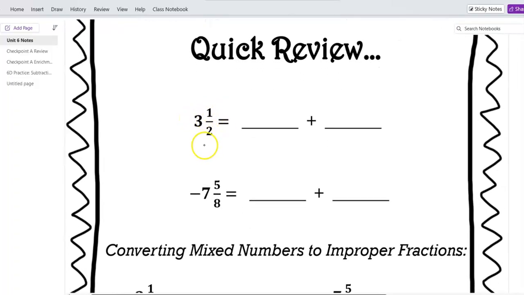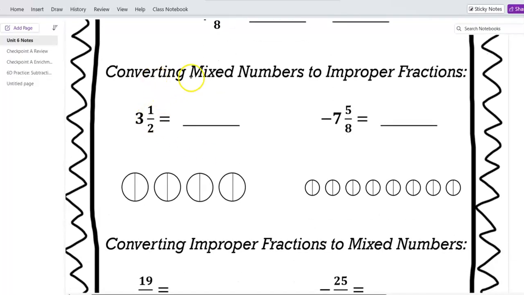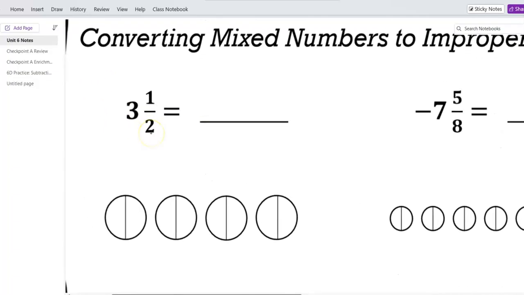A mixed number can be rewritten as a whole number plus a fraction. So 3 1/2 really just means 3 plus a half. And now a spot that people often get tripped up on is when it's a negative one. So if it's a -7, that tells us that the fraction is also negative. The negative in front means that the entire mixed number is negative and not just the whole number in the front.